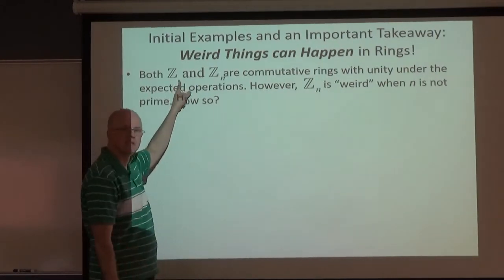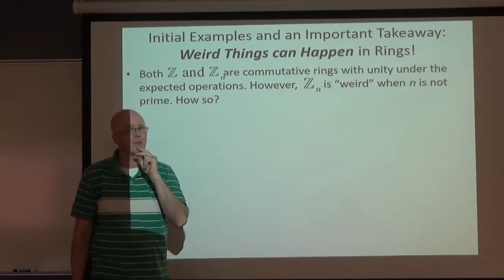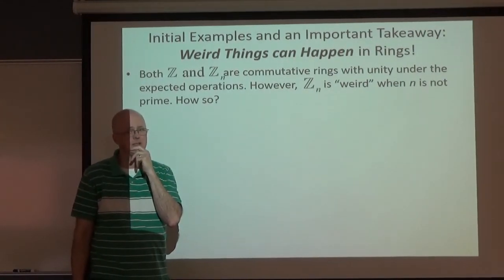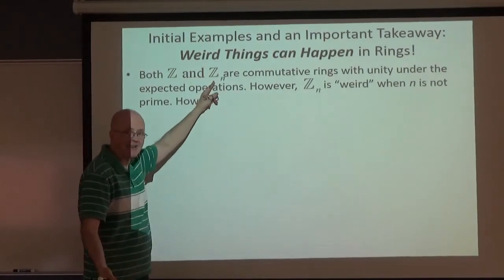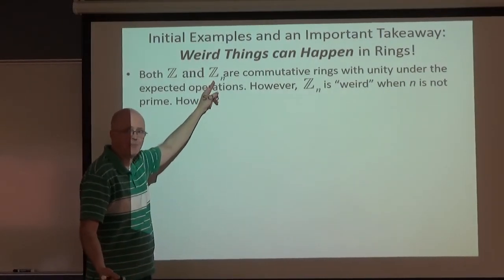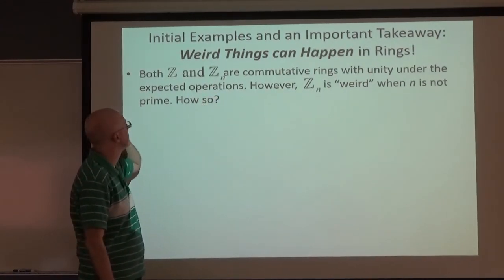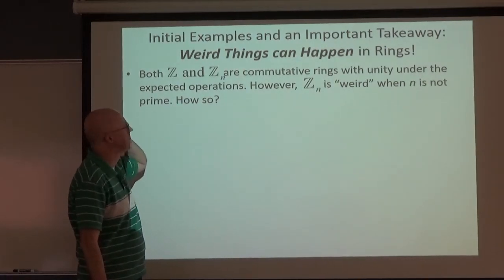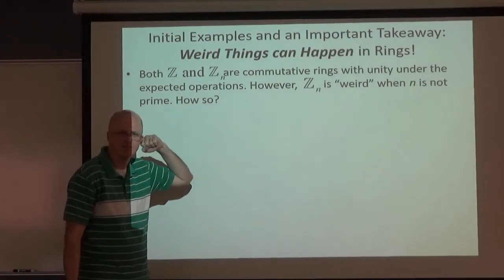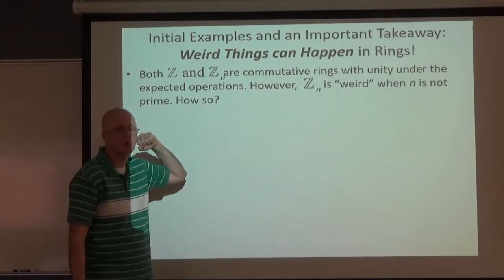What are the units of Z? Think about that. There's only 2 of them. 1 and -1 are the only units of Z. Zn has ordinary mod n addition and ordinary mod n multiplication defined in it to make it a commutative ring with unity. I am assuming n is bigger than 1 here. I didn't say that, but I am assuming implicitly n is 2 or bigger.